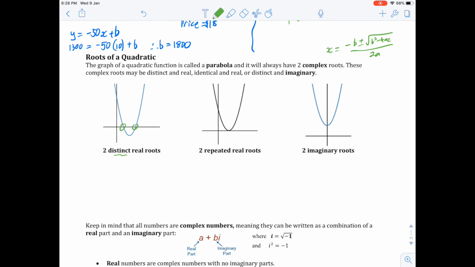The part that can tell you which of the 3 options we're looking at is, of course, our discriminant, the value of b squared minus 4ac. Where that value is greater than 0, we'll get 2 distinct real roots. Where the value of b squared minus 4ac is equal to 0 is when we get a repeated root, and where the value of b squared minus 4ac is less than 0 is where we get our imaginary roots. And so I'll just give you a quick example of each of these.